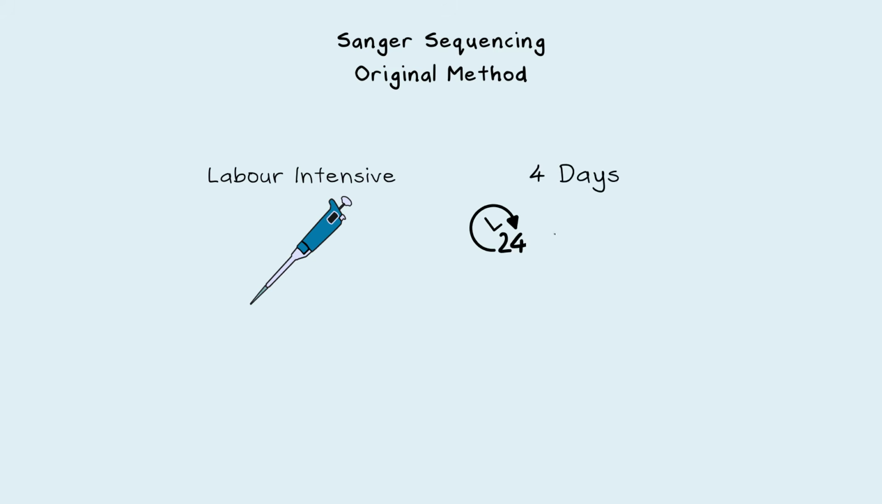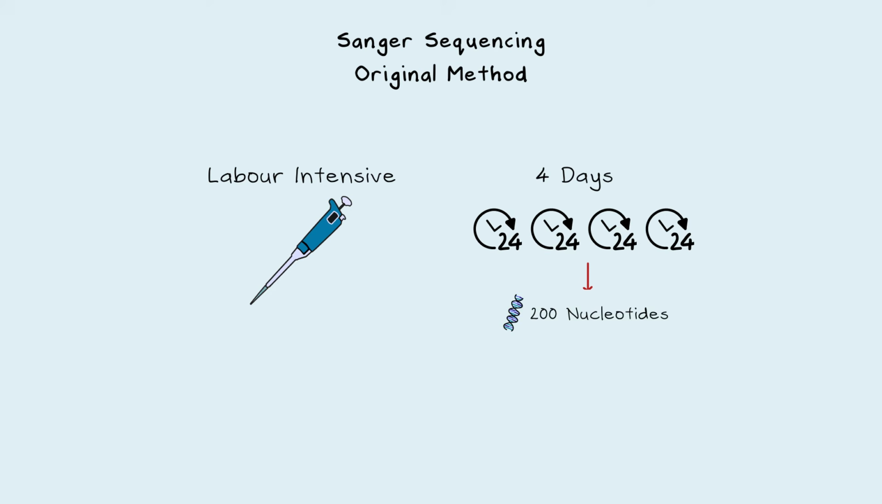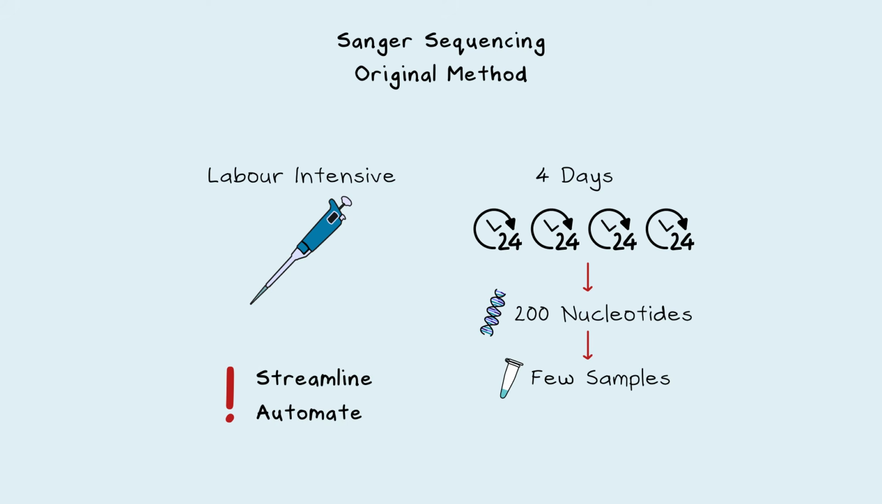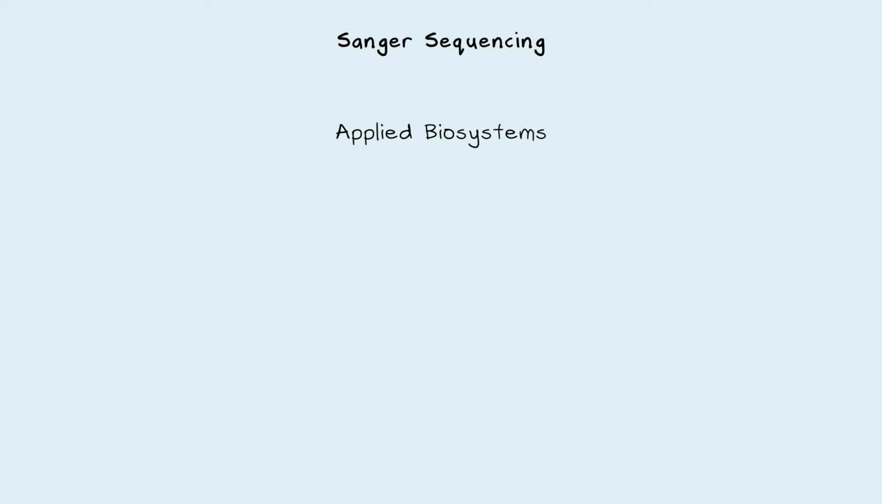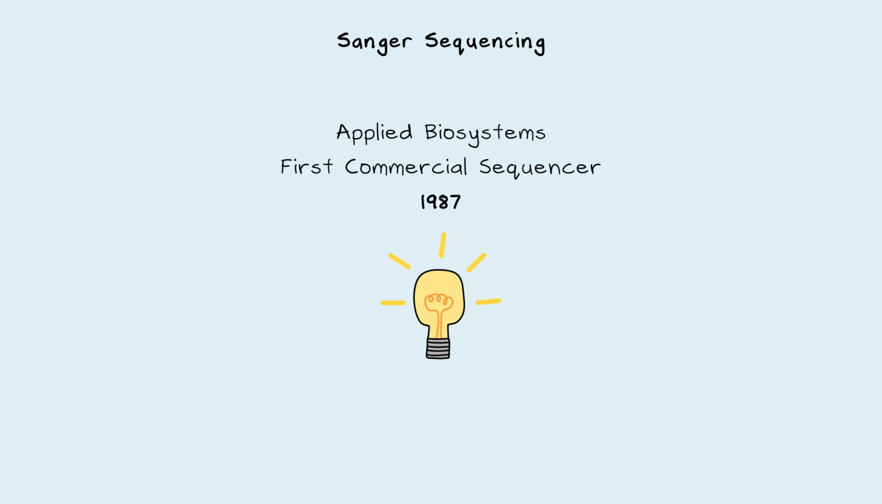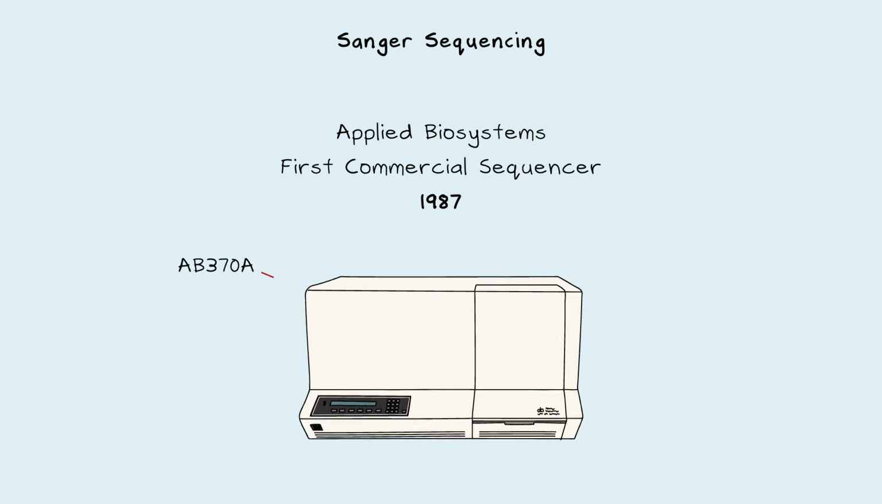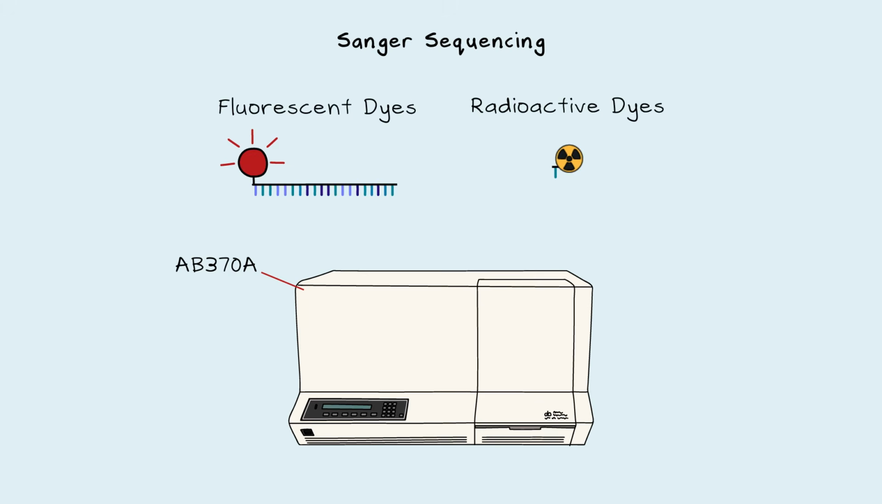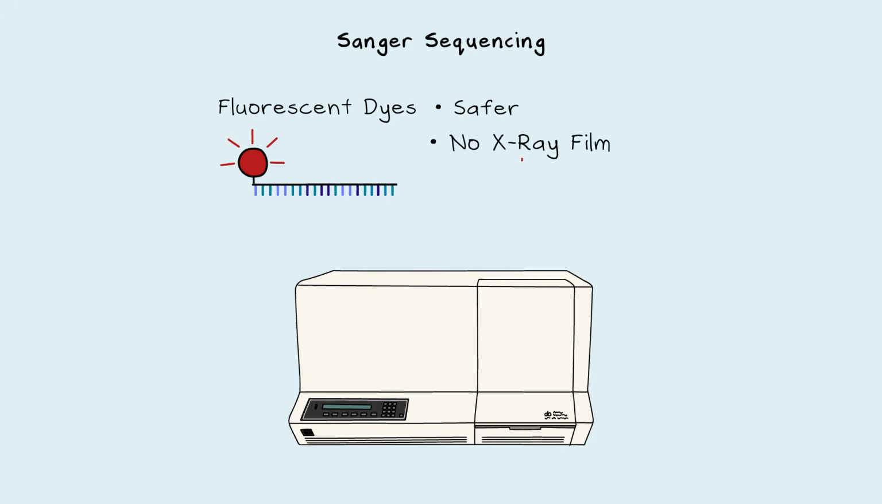It also took 4 days to sequence 200 nucleotides from only a few samples. There was a great need to streamline and automate this process. Applied Biosystems created the first commercial sequencing instrument in 1987, the AB370A. Applied Biosystems had already shown that fluorescent dyes could replace radioactive dyes. These are safer and cut out the time needed for X-ray film detection, which took several days.